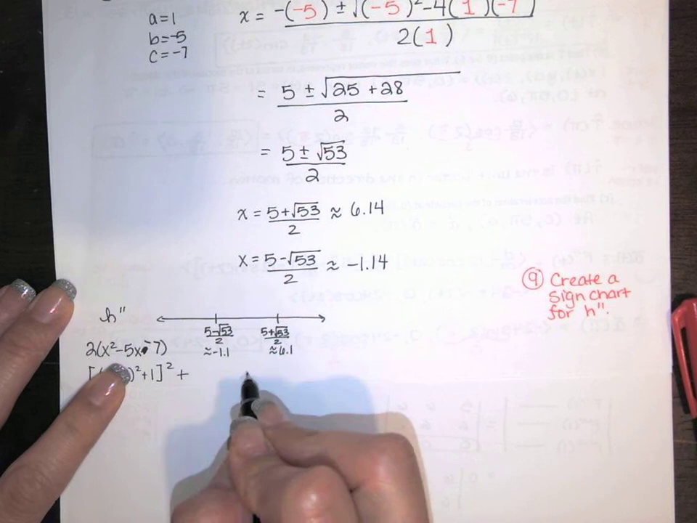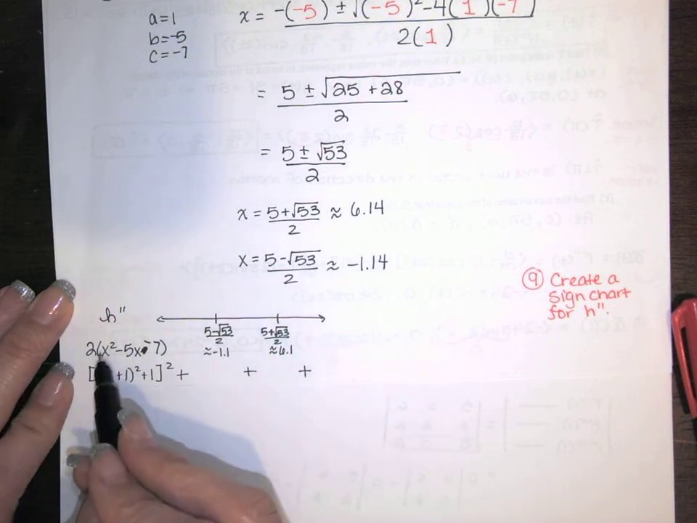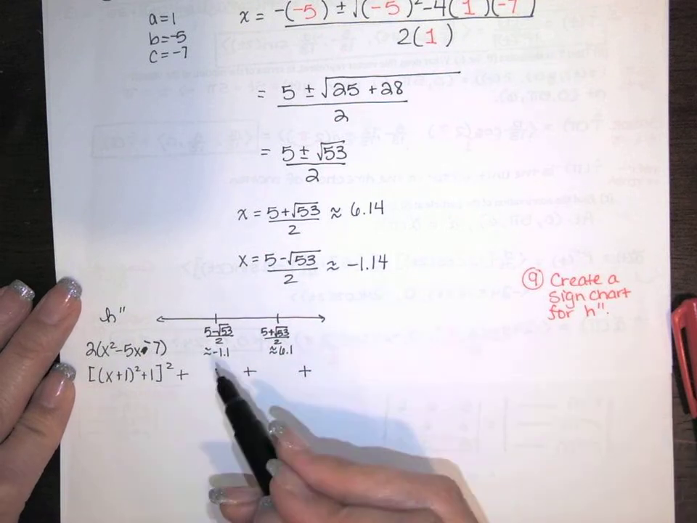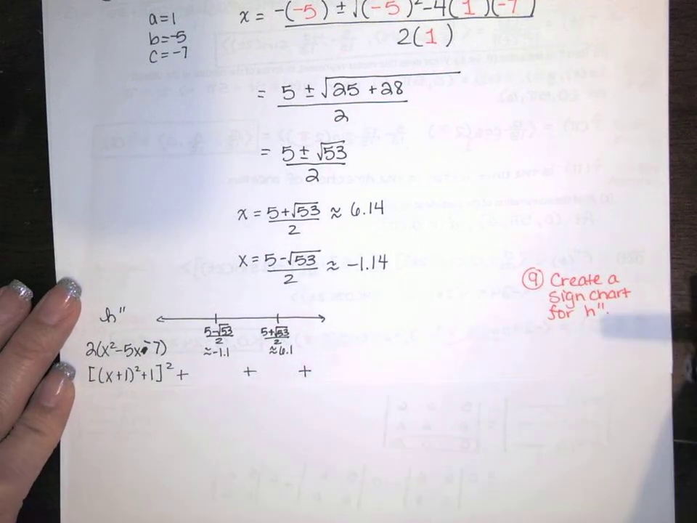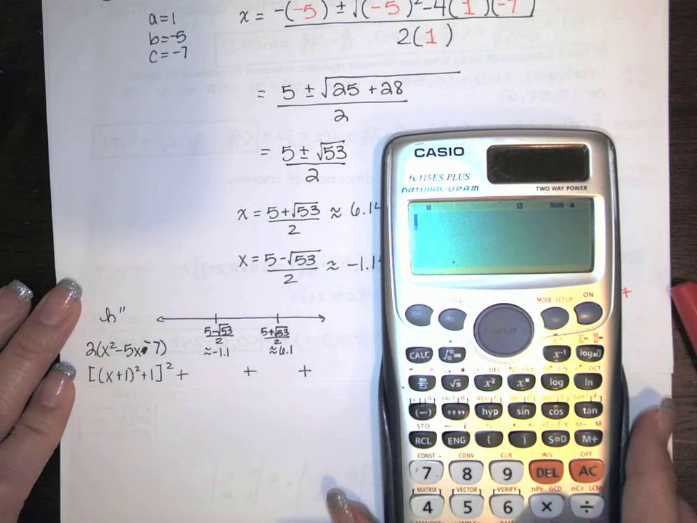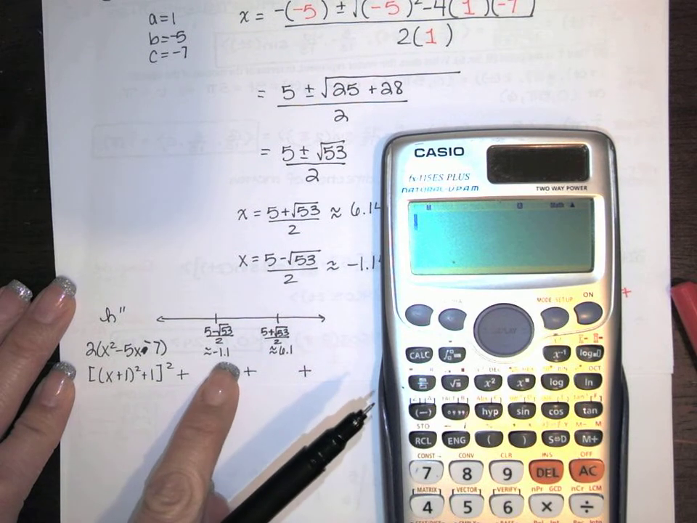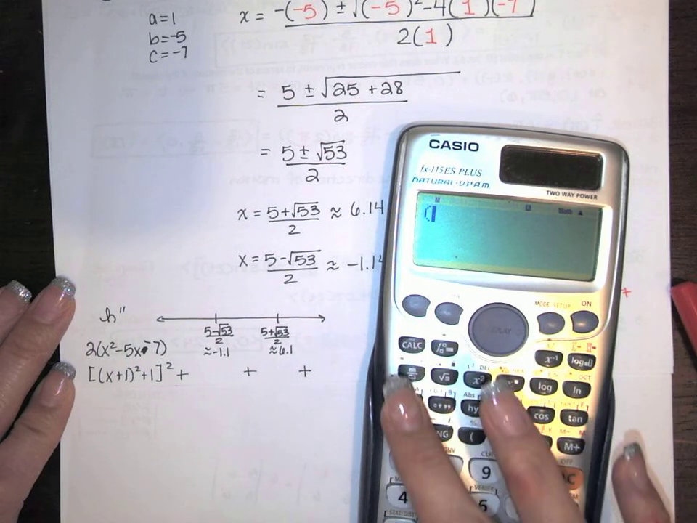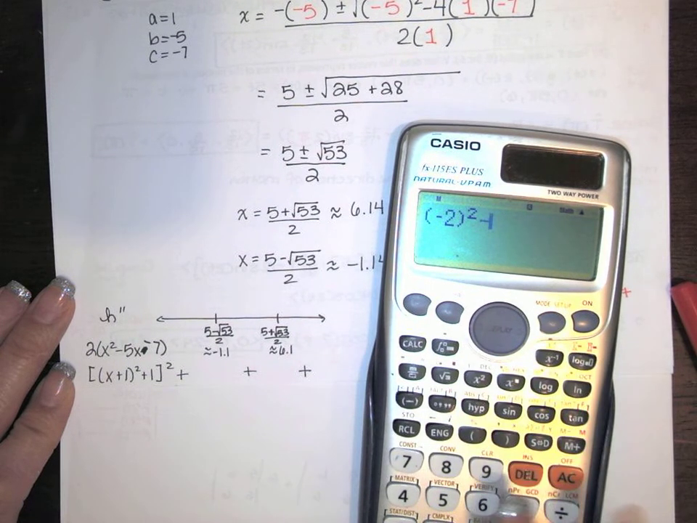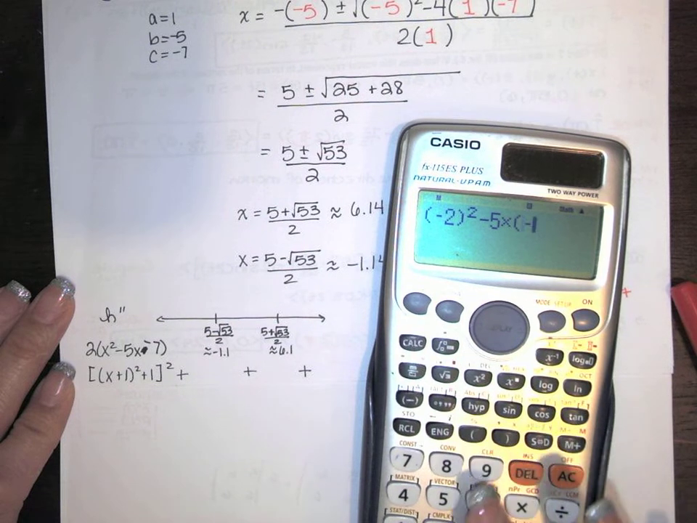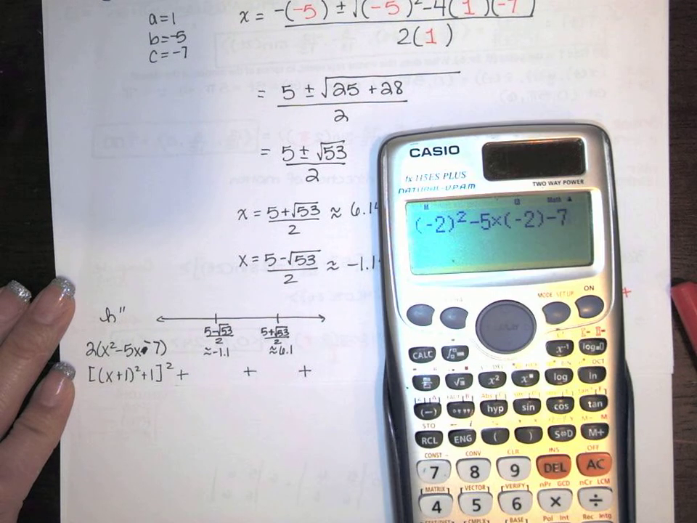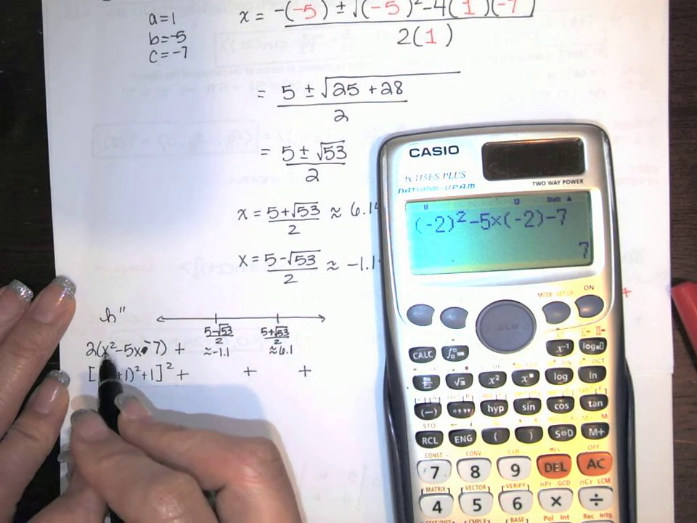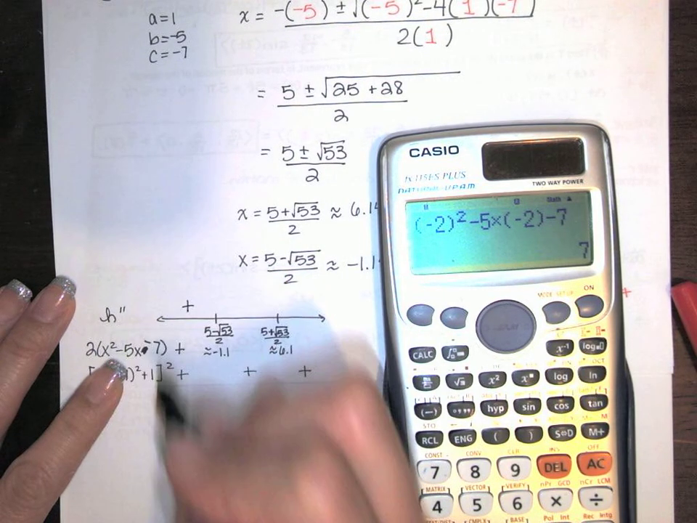This is positive all the time. It doesn't matter what x is. Now this is actually a parabola facing up, so I know it's going to be positive, negative, positive, but let's just confirm using our test values. So pick something to the left of negative 1.1. Let's try negative 2. So we've got negative 2 squared minus 5 times the negative 2 minus 7. And you get 7, you multiply that by 2, it's still positive. So h double prime is a positive over a positive, it's positive there.